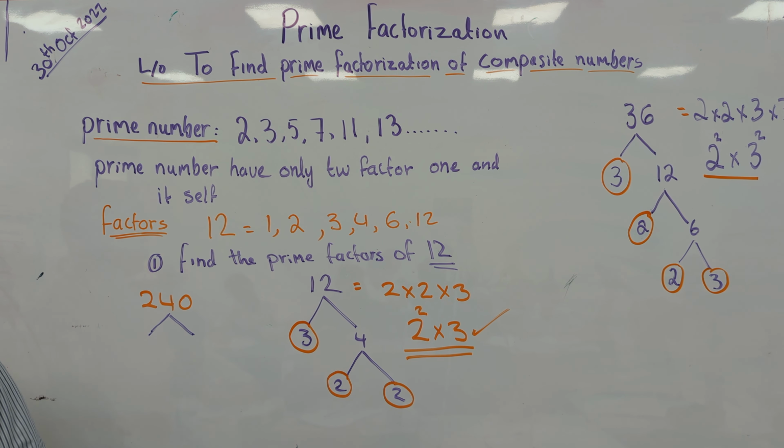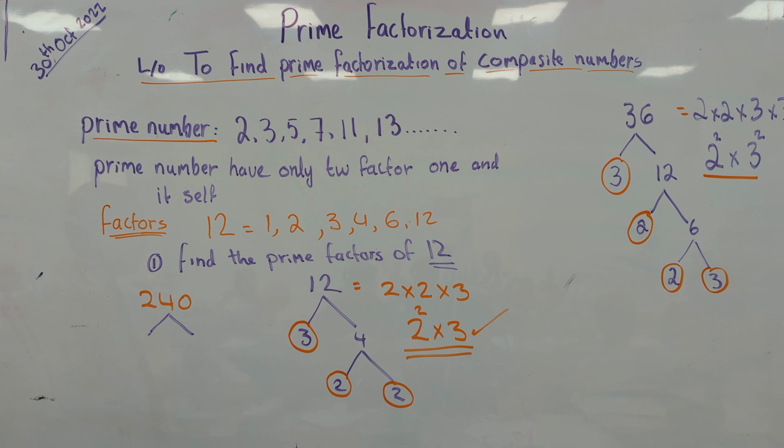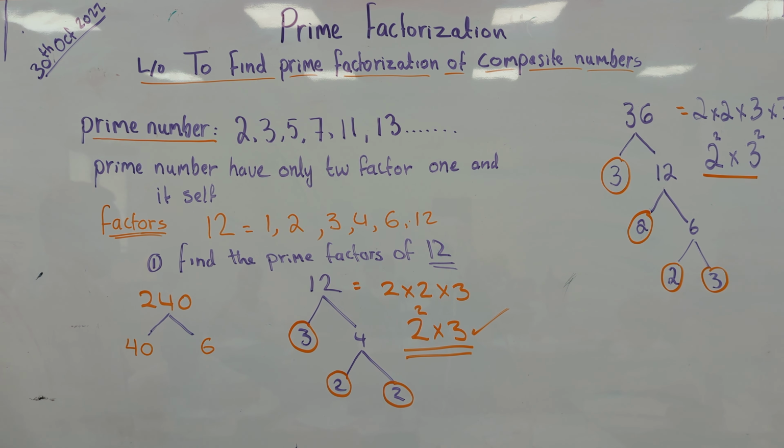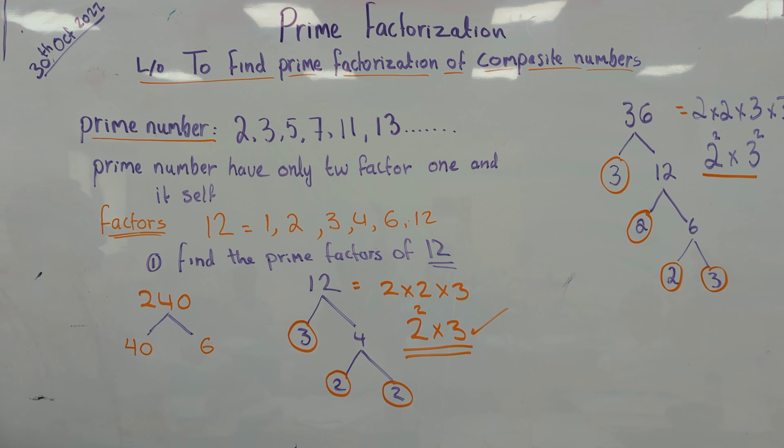Okay. So which one should we go for? 2 times 120. 40 times 6. Okay, let's go for 40 times 6. Okay, so which one is the prime number? Yes, none of them is a prime number. So what is the next one? Come in, please. What is the next one?